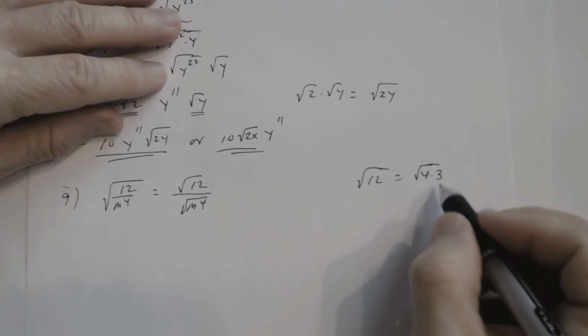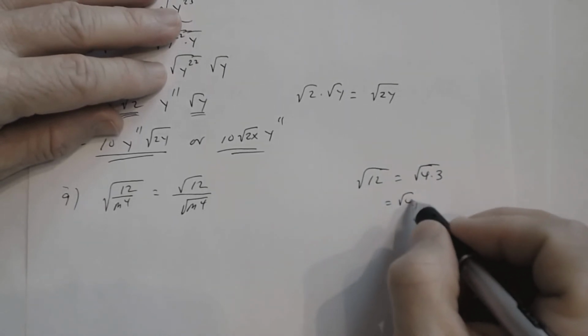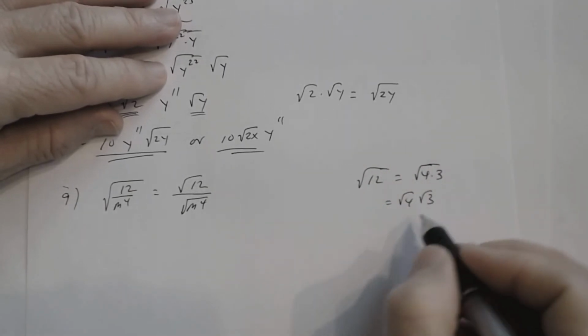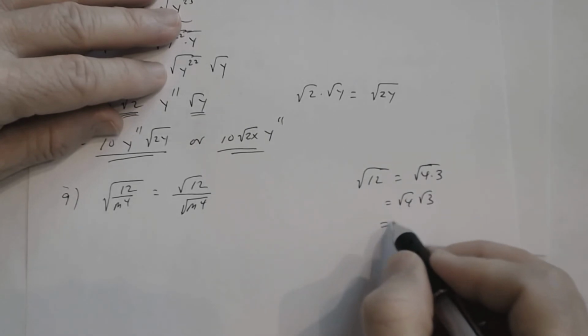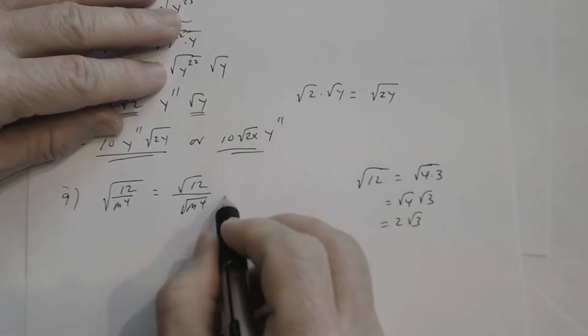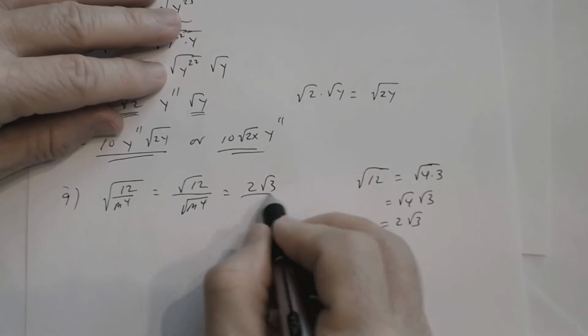And according to the product rule, I can rewrite this as the square root of 4 times the square root of 3. And then what's the square root of 4? 2, so you got 2 square root of 3. So that's the numerator, 2 square root of 3.